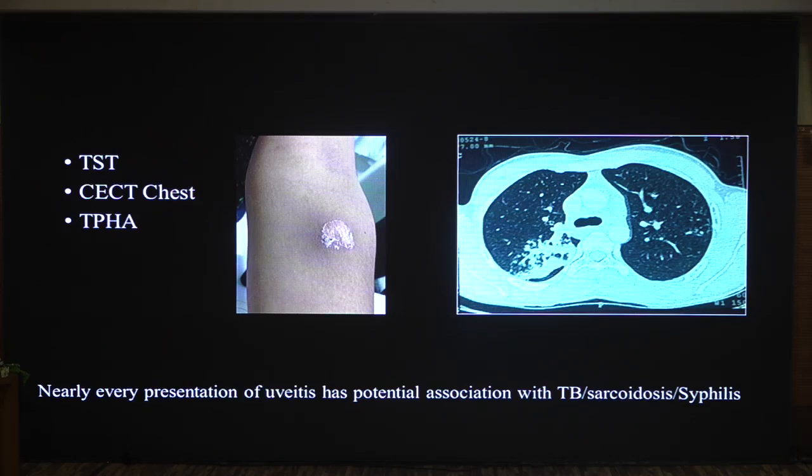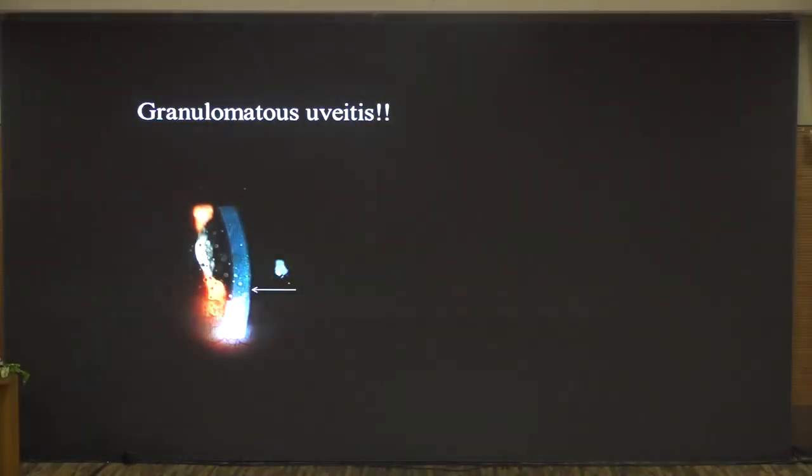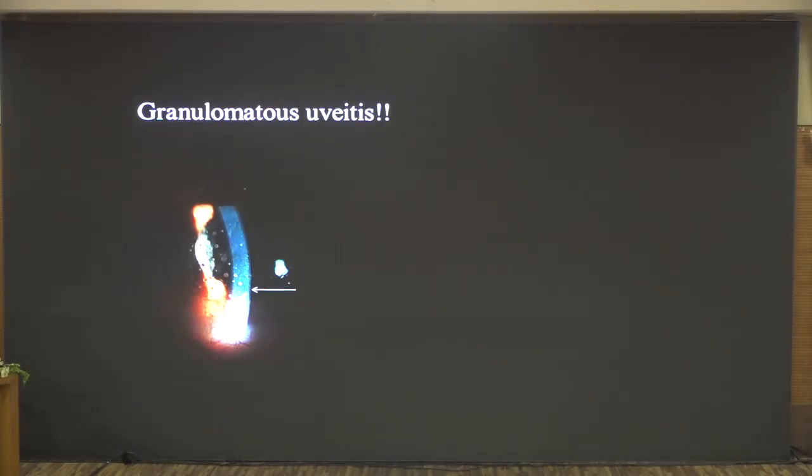TPHA, because syphilis can masquerade, it can mimic any kind of uveitis, and with syphilis being on the rise in this era, do not ignore it, because if syphilis is positive, you tend to forget about TB, right? So these are the basic investigations for any granulomatous uveitis. You have to rule out TB, sarcoid, and syphilis. Granulomatous uveitis does not always mean TB, sarcoid, syphilis. At least pay attention to the eye, look for the other clues.